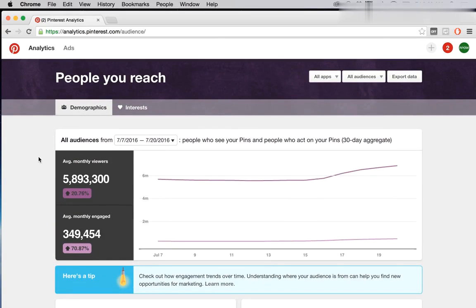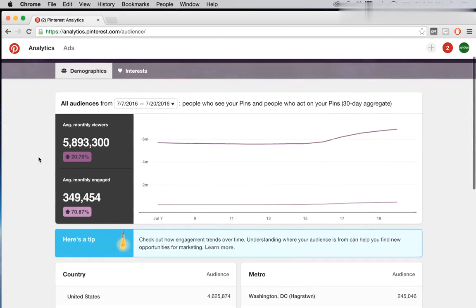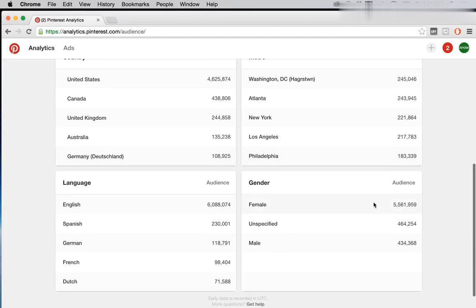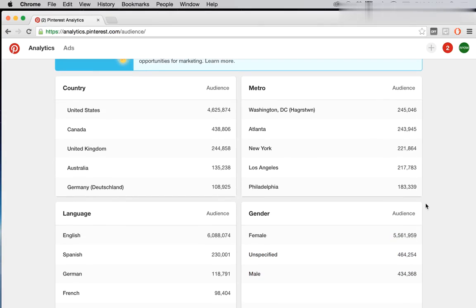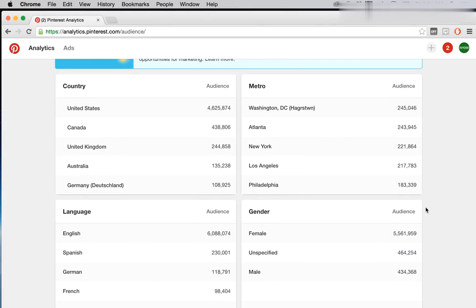And demographics are important because whenever you're structuring your Pinterest content, you need to be aware of the target person that you are appealing to. So if you look at us, 5.5 million of our audience is female, and the other about 400,000 is male. So that is a significant number, right? That's over 80%, probably more like 90% of people are female who are coming to our website. So that's obviously something that we need to pay attention to.